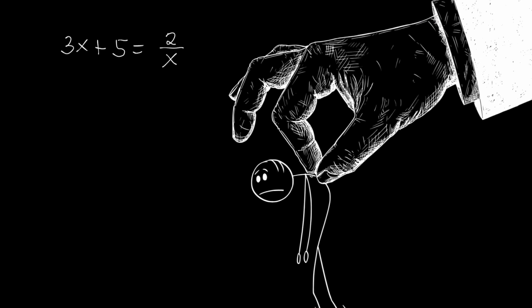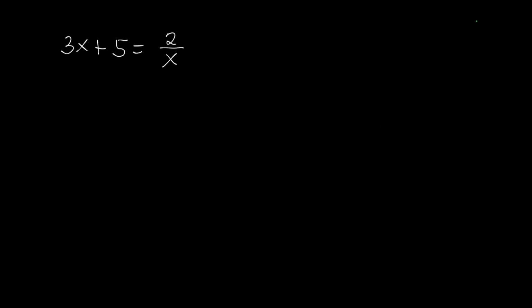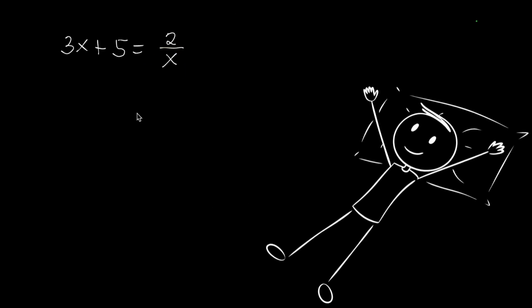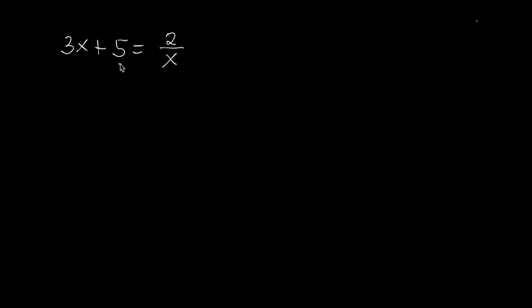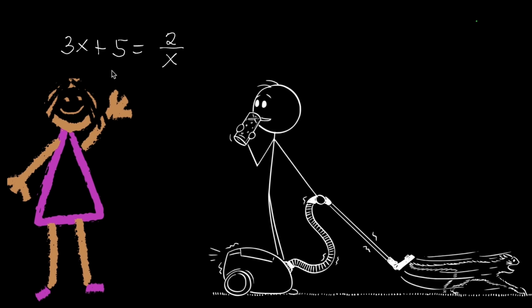You ever see a math problem and go, what even is this? This one says 3x plus 5 equals 2 divided by x. Huh? Why is x under the line? Why is this equation acting like it's hiding something? Don't worry, we're gonna fix this mess like cleaning your room before your mom sees it.